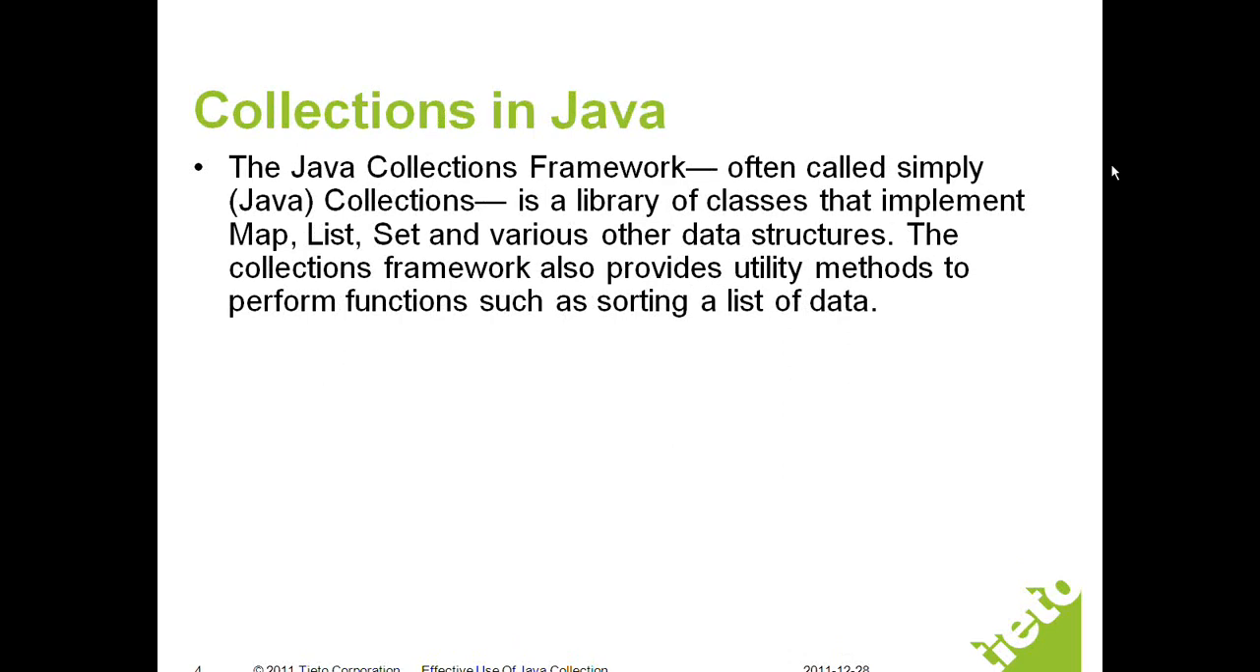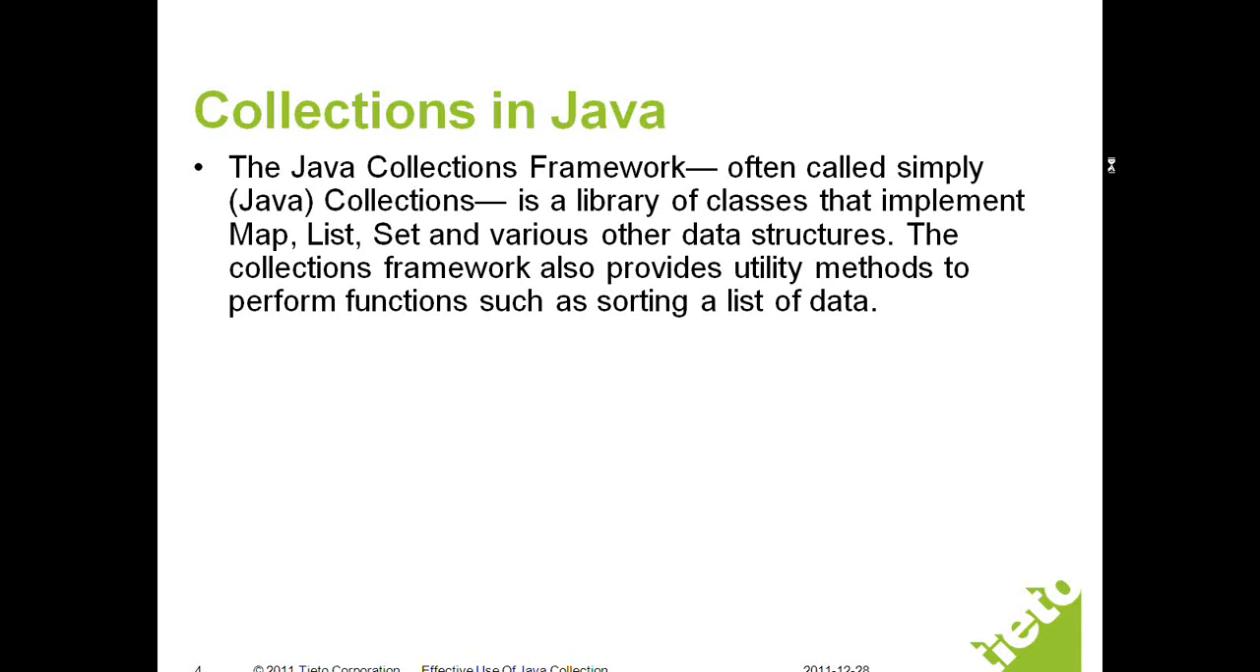In the Java Collection Framework, there are mainly three types of collections. One is a map, which stores key value pairs; a list, which stores in an ordered way, so it can give you the objects in the way you have inserted them; and the set, which is like a unique set of objects.